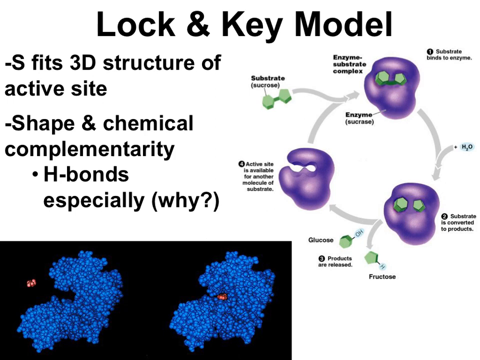Here are a few more examples of the lock and key model. You can see that the active sites of the enzyme fit the shape of the substrate. So that's the part that you can see. But what's hard to see, and you can't really see on here, is the complementarity in chemical properties too. So remember that. The chemical complementarity involves interactions like hydrogen bonds and other weak interactions so that the product can be released at the end of the chemical reaction.